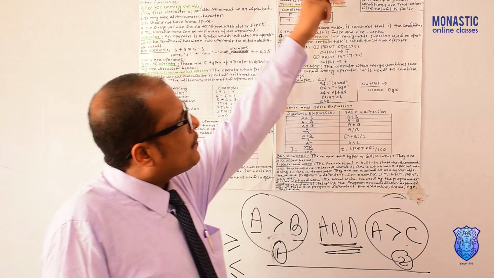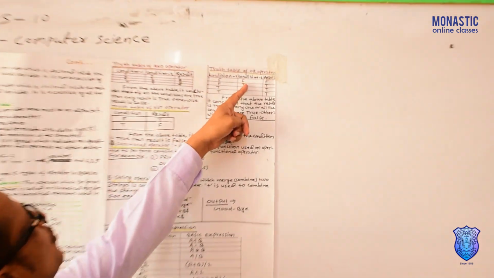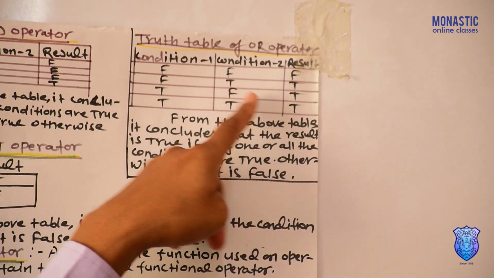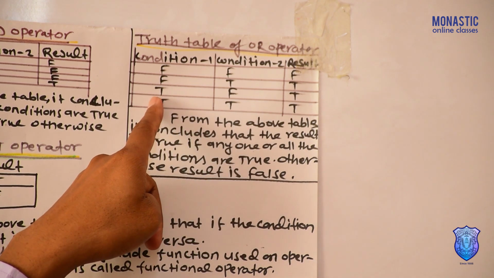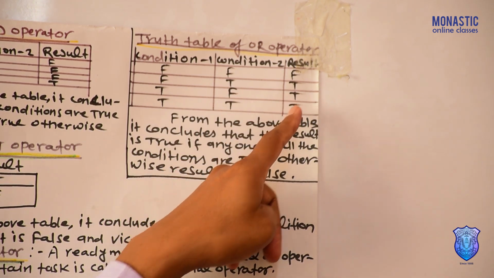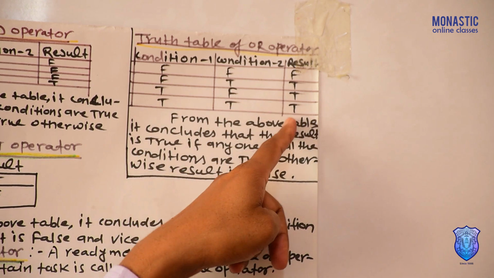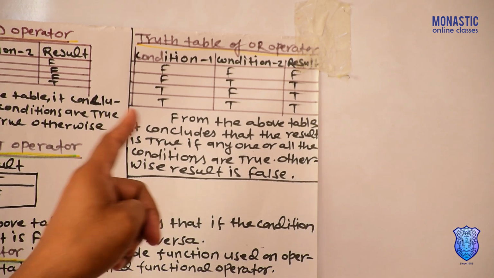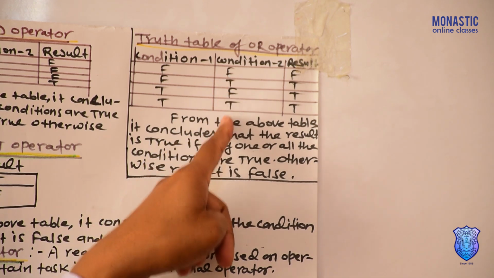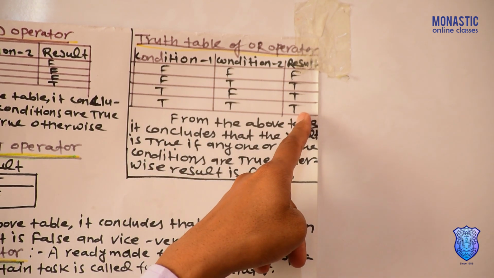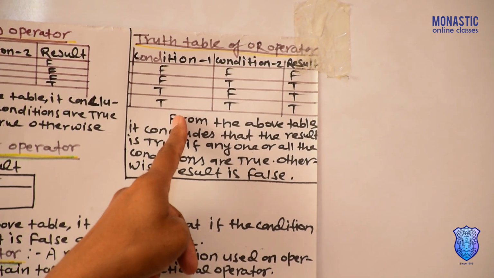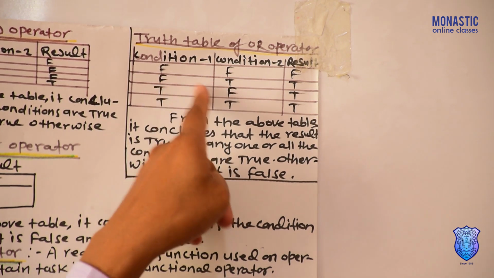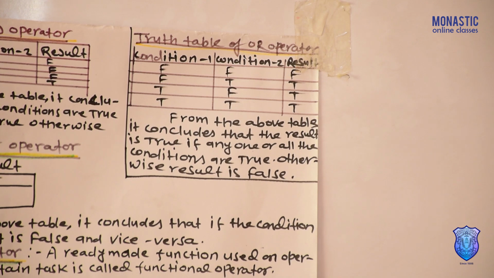See in this truth table. First one is false, next one is false, result is false. First one is false, next one is true, result is true. First one is true, next one is false, result is true. First one is true, next one is also true, result is true. From this table, it concludes that if any one or all the given conditions are true, then the result is true, and the result is false only when all the given conditions are false.